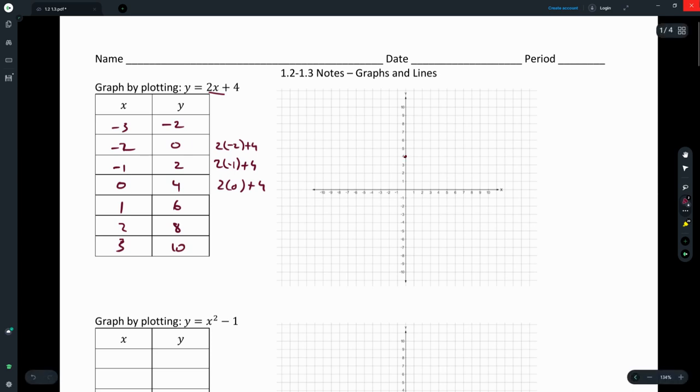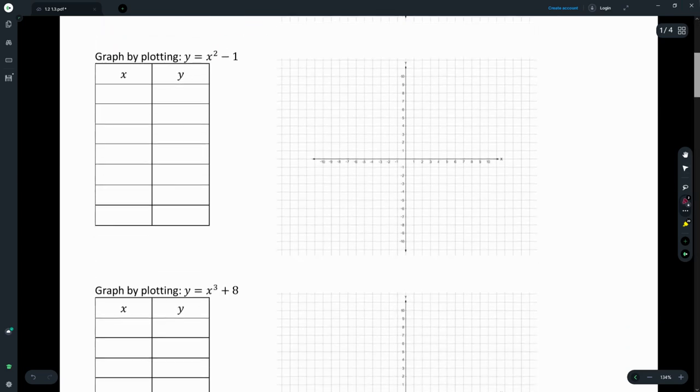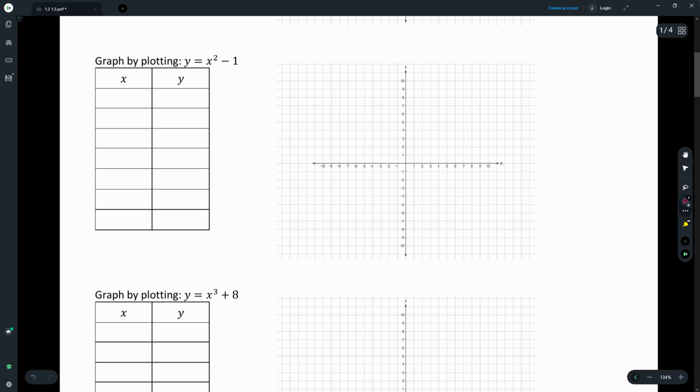0, 4, -1, 2, -2, 0, 3, -2, and so on and so forth. Of course, it makes a straight line. We all know that because it's a linear graph, linear equation. Same thing here, but now this is no longer linear, right? Because the x is not in the first order; it's in the second order. So is this x squared?